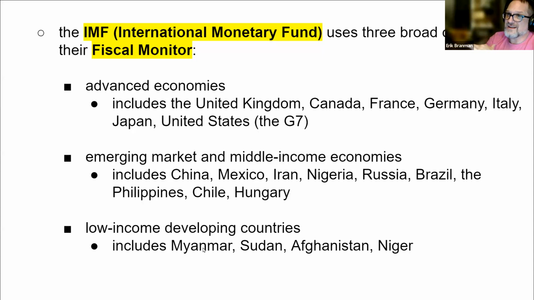Right now, Myanmar has instituted a military dictatorship. There's a civil war that split North and South Sudan. Afghanistan has been described as a failed state and now has a new government that's not necessarily recognized by all the countries in the world. And Niger is currently undergoing a civil war revolution. Not clear. It's not good. Countries that are in the low-income developing country category by the IMF tend to have that in common with one another.